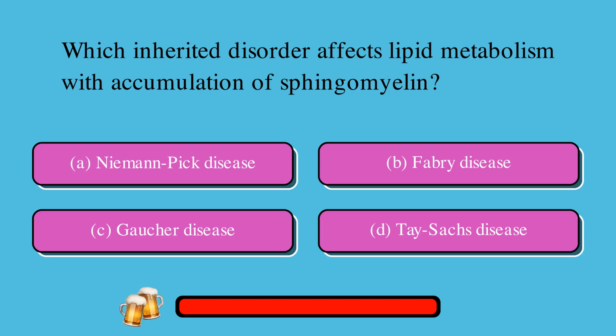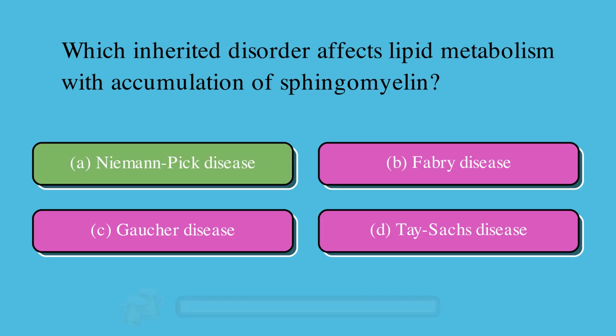Which inherited disorder affects lipid metabolism with accumulation of sphingomyelin? A. Niemann-Pick disease, or B. Fabry disease, or C. Gaucher disease, or D. Tay-Sachs disease. The correct answer is A. Niemann-Pick disease.